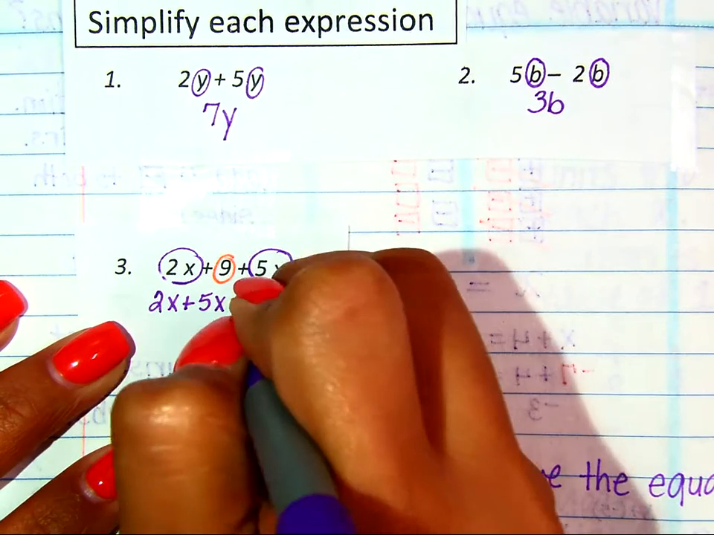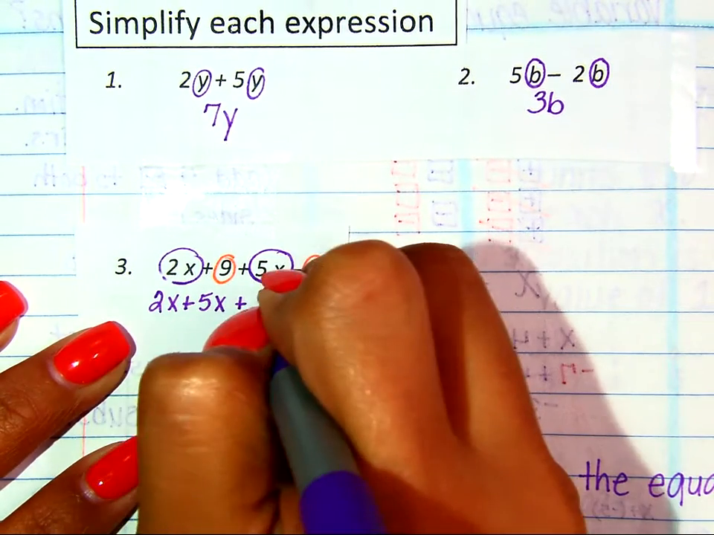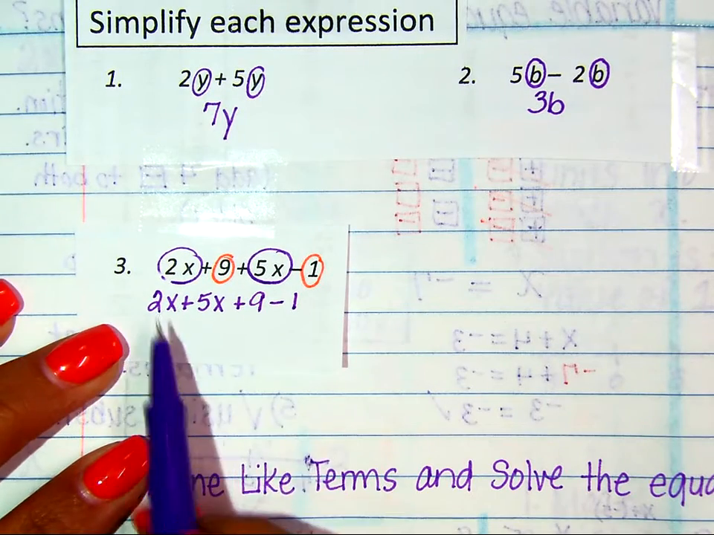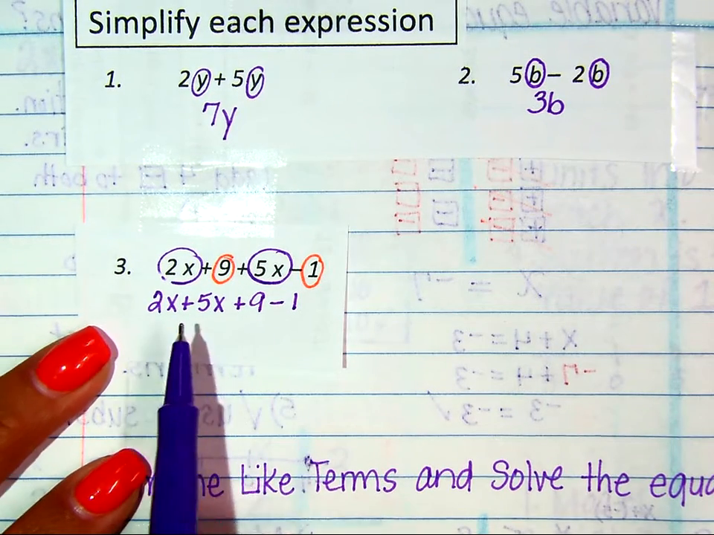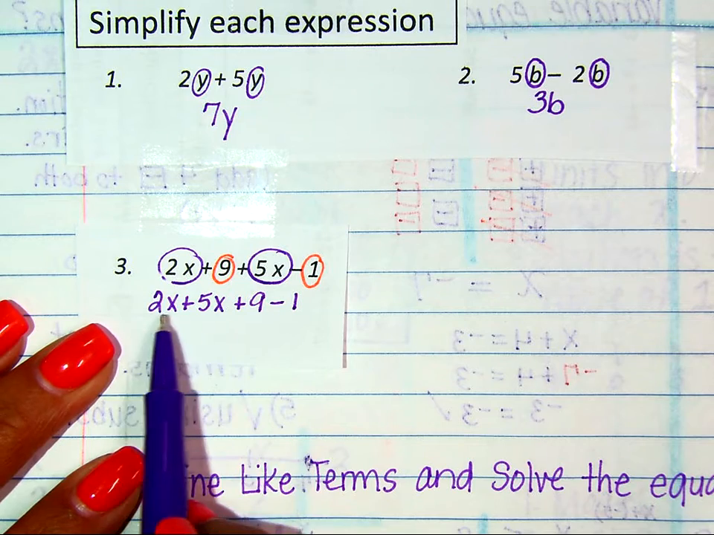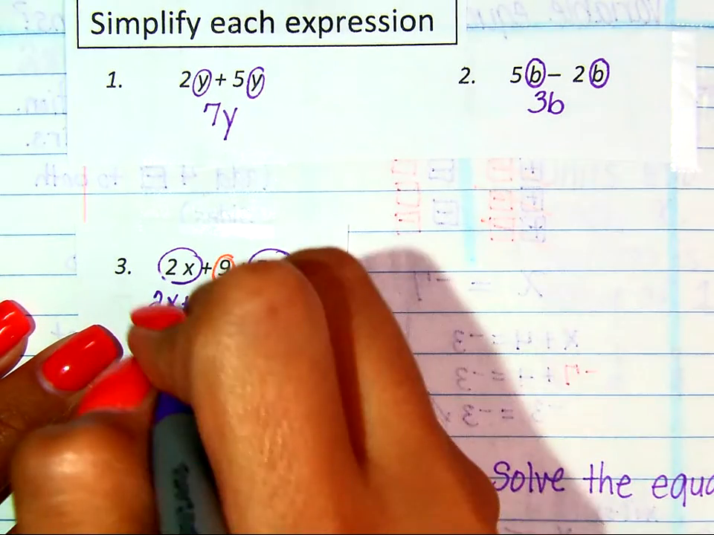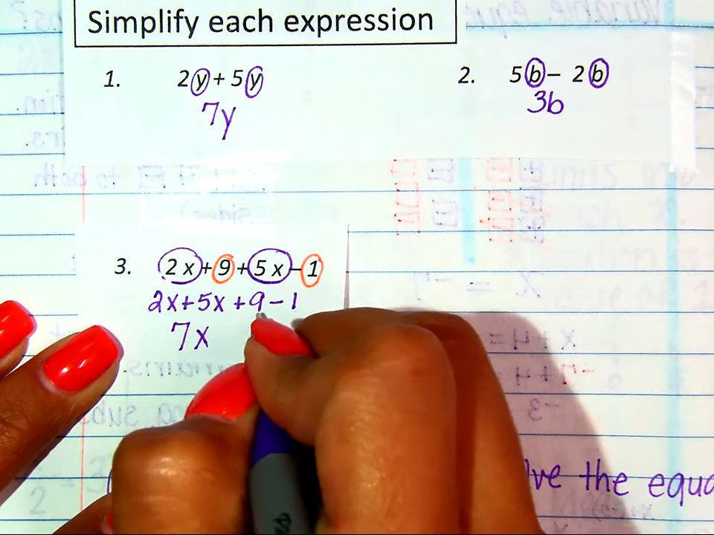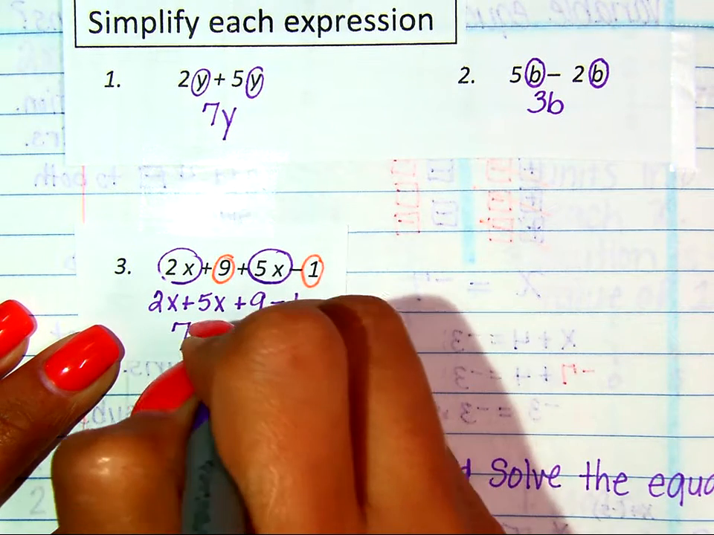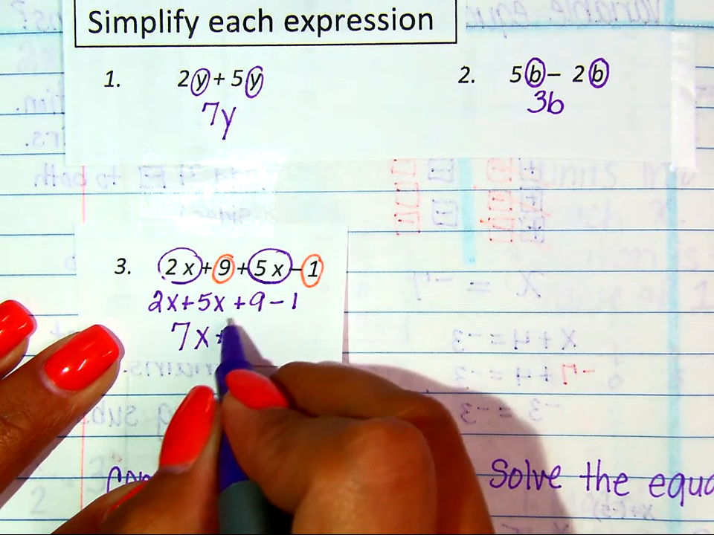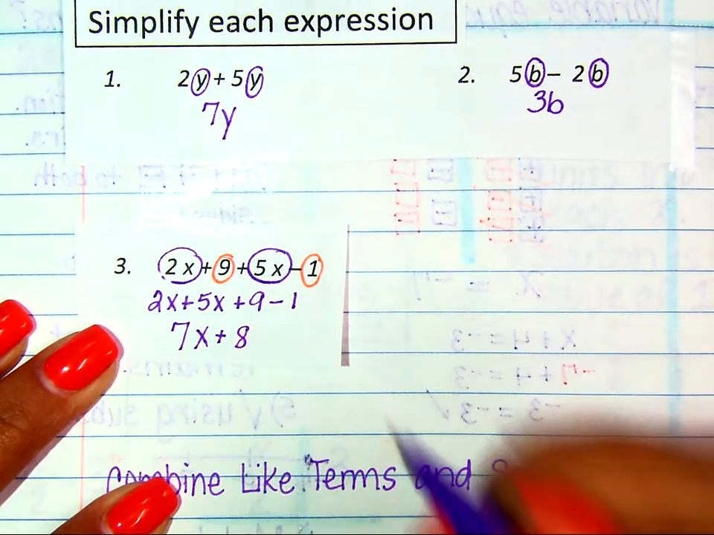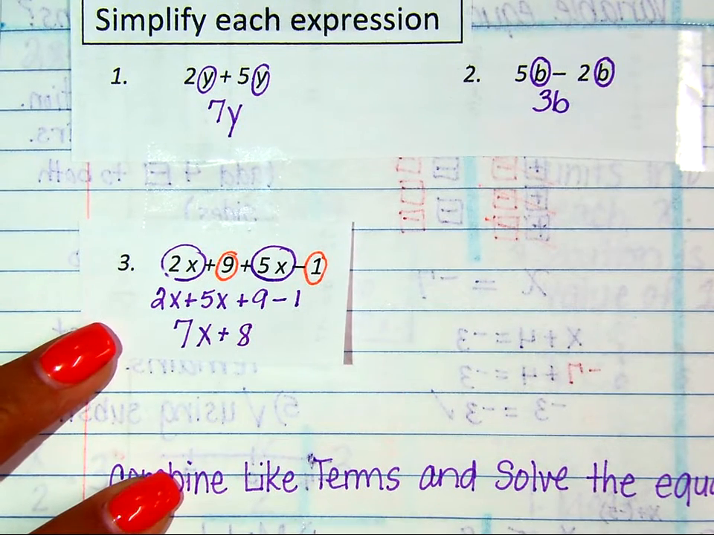plus 9 minus 1. This might be a little easier to see this now. Our like terms are here together, so we have 2x plus 5x, which is 7x. And we have 9 minus 1, so I'm going to bring this addition sign down, but 9 minus 1 is 8. So there we have simplified this expression by combining like terms.